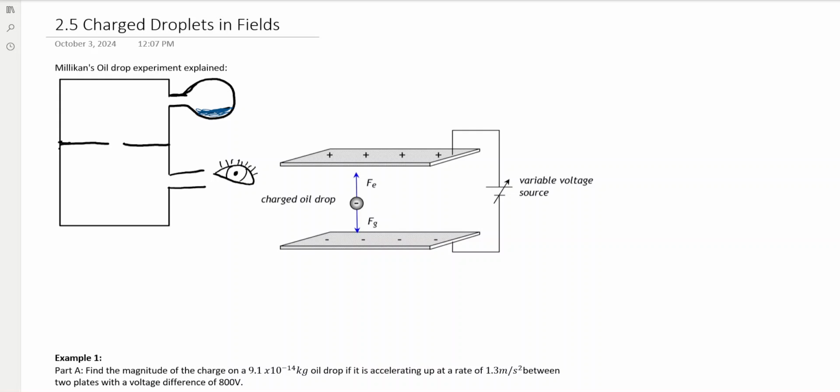We're going to look at Millikan's oil drop experiment first, to talk about what he did, because he found the elementary charge of an electron that we now know to be 1.6 times 10 to the negative 19 coulombs. He was the first one to figure this out. And it's a pretty cool experiment, honestly.